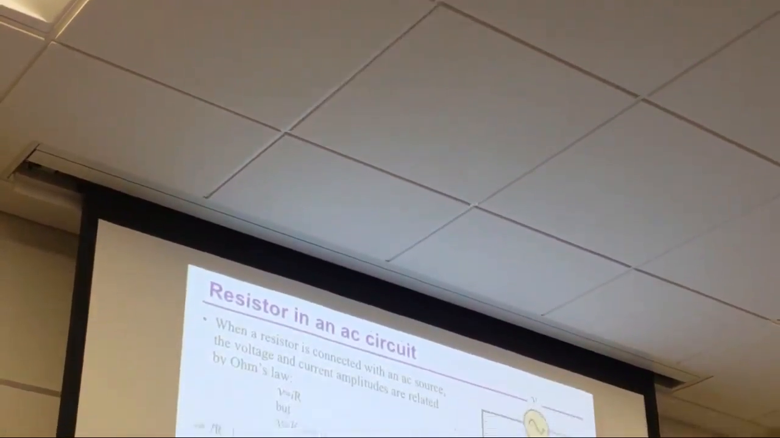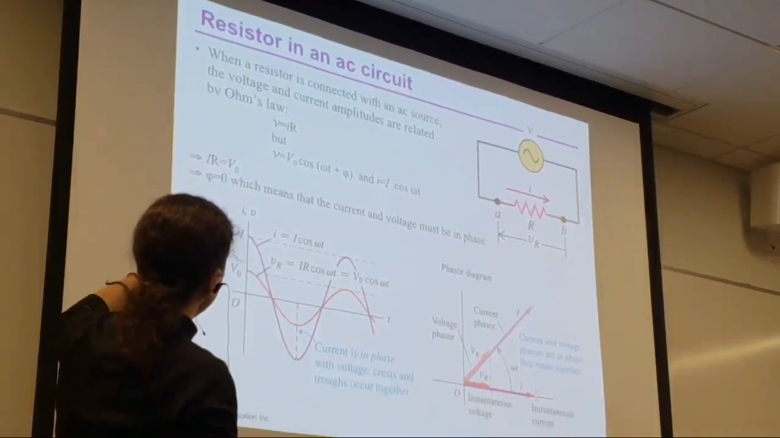Now, in this case, as you can see, because the voltage equals also the maximum current times R, that has to be V0. If the current is I cosine omega t and I place it on the top, I realize that I times R must be V0. Now what about the angle?